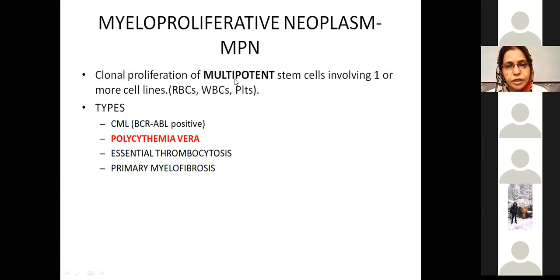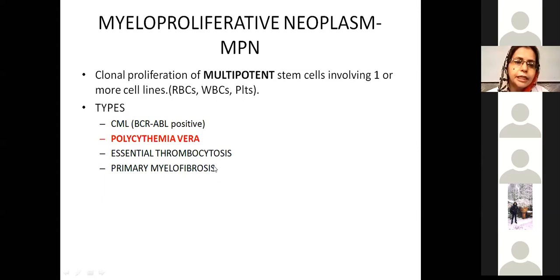They are mutated, and as a result there is an increase in the cell lines, which could be either one or more than one. These types include chronic myeloid leukemia, which we know is an increase in the granulocytic precursors, polycythemia vera, which is mainly an increase in the red cell line, but it can also have increased TLC and platelets. Then we have essential thrombocytosis, in which selectively platelet counts are increased.